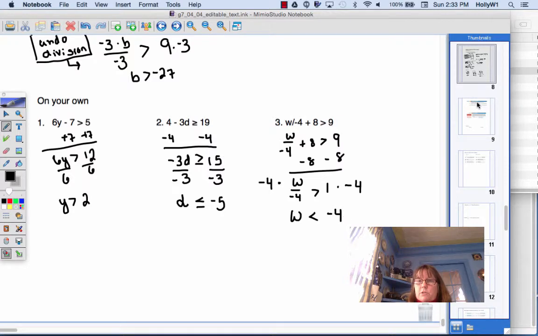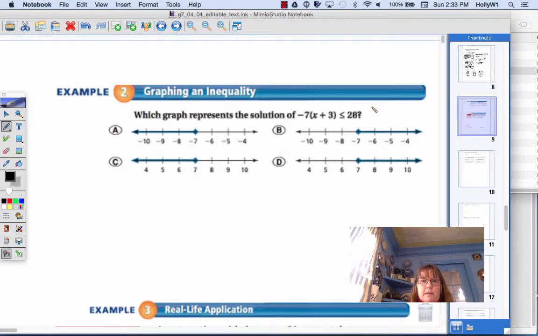All right, I'm going to just flip your notes over. And now we're going to talk about inequalities that have the distributive property. So in this case, we have negative 7 times (x plus 3) is less than or equal to 28. Now, if you remember, in the distributive property, we have to take this negative 7 and we distribute it to everybody inside the parentheses. So negative 7 times x is negative 7x. Negative 7 times 3 is negative 21, and less than or equal to 28.